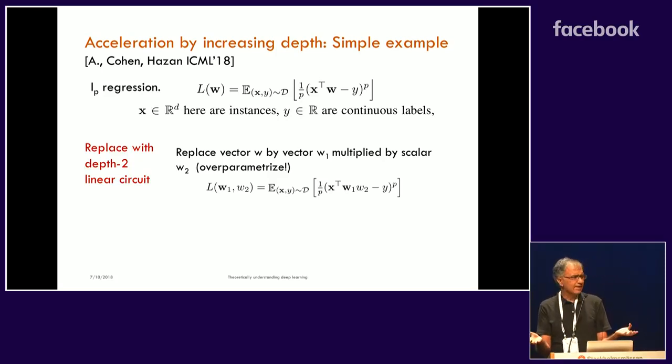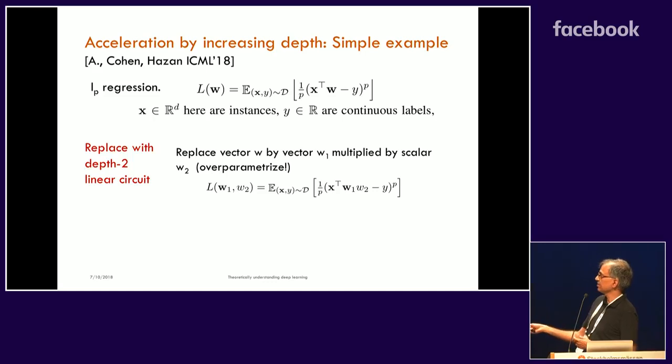Now you look at it and you say, wait, this doesn't do anything. Every vector can be written as a vector times a scalar, and vice versa. It's the same problem. Yes, that is the point. The overparameterization does not change the expressivity at all. So anything you do here has an analog here and vice versa. However, what may change is the path that gradient descent may take, because the landscape here could be very different.